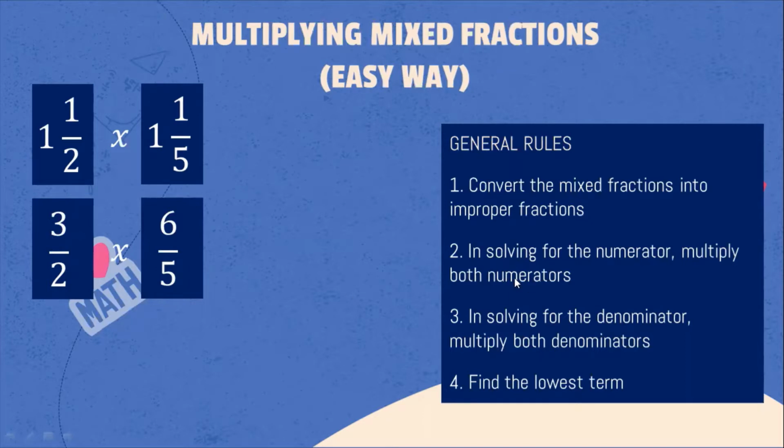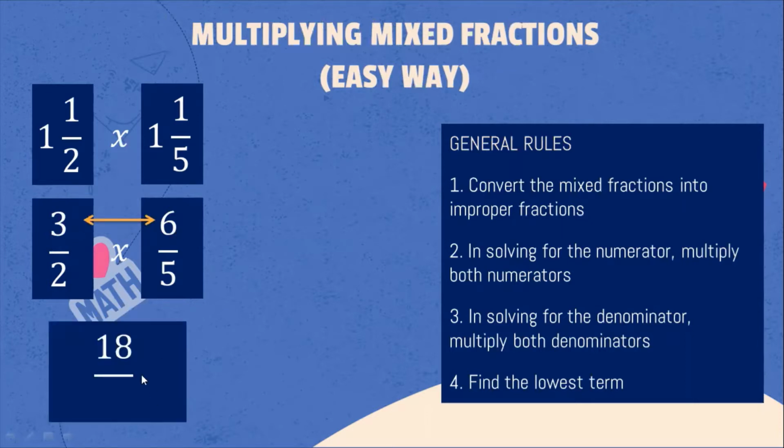In solving for the numerator, multiply both numerators. 3 multiplied by 6 is 18. Then multiply both denominators in solving for the value of the denominator. 2 times 5, that is 10. Then find the lowest term.